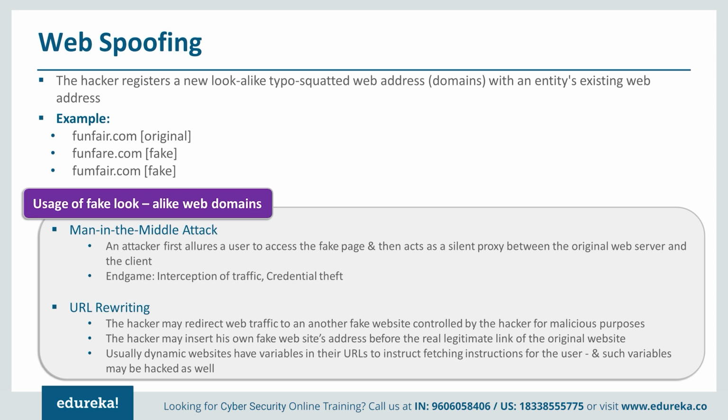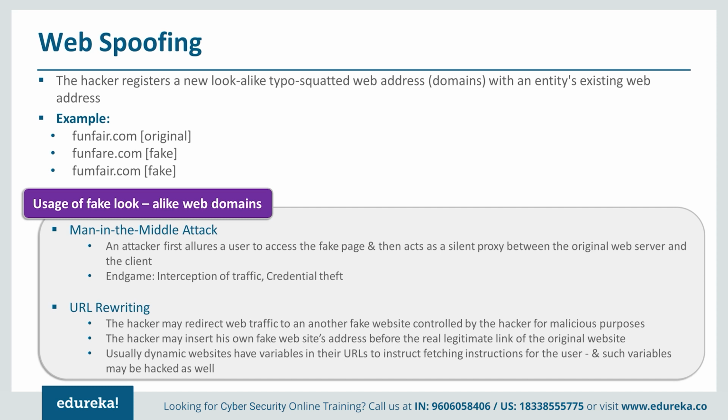Web spoofing: when a person buys google.com lookalikes, like Googly or Gogol. In this example, funfair.com is the original one. Funfair, Fumfair, these are the probabilities where people will obviously type wrong. Spelling mistakes are a repeated human error; no one is perfect in typing. So there's a possibility of being redirected to a different web page, and this web page can look similar to Funfair.